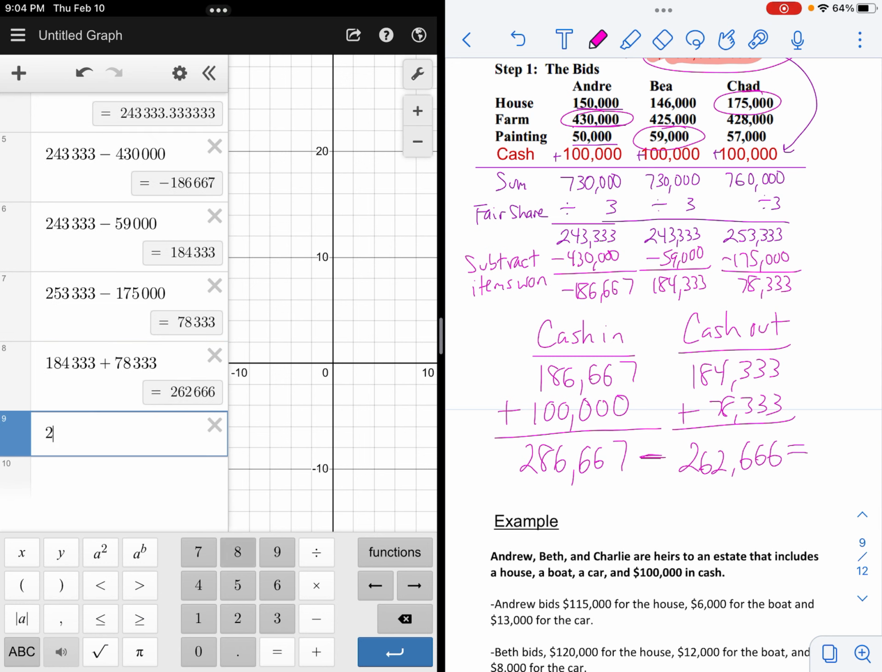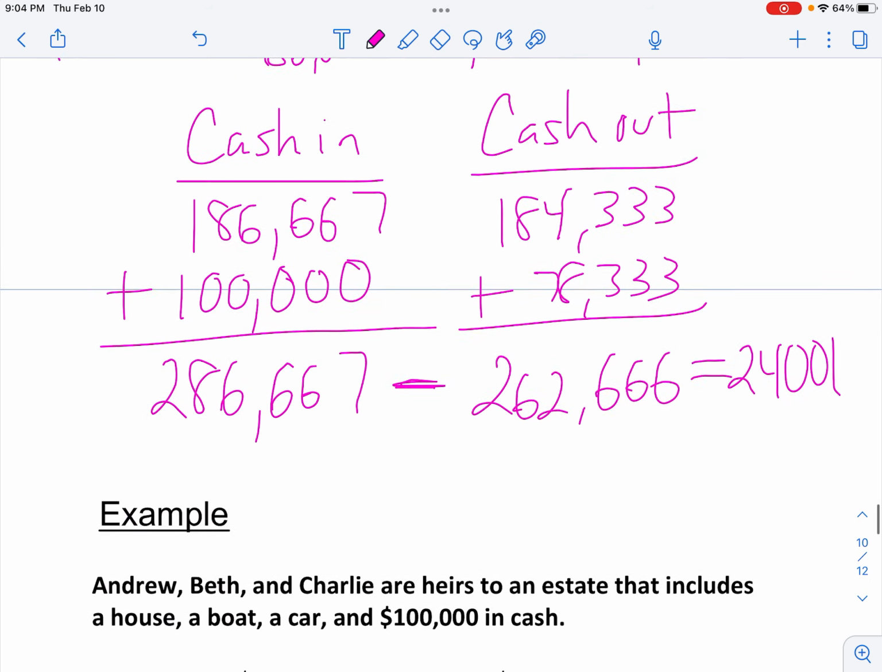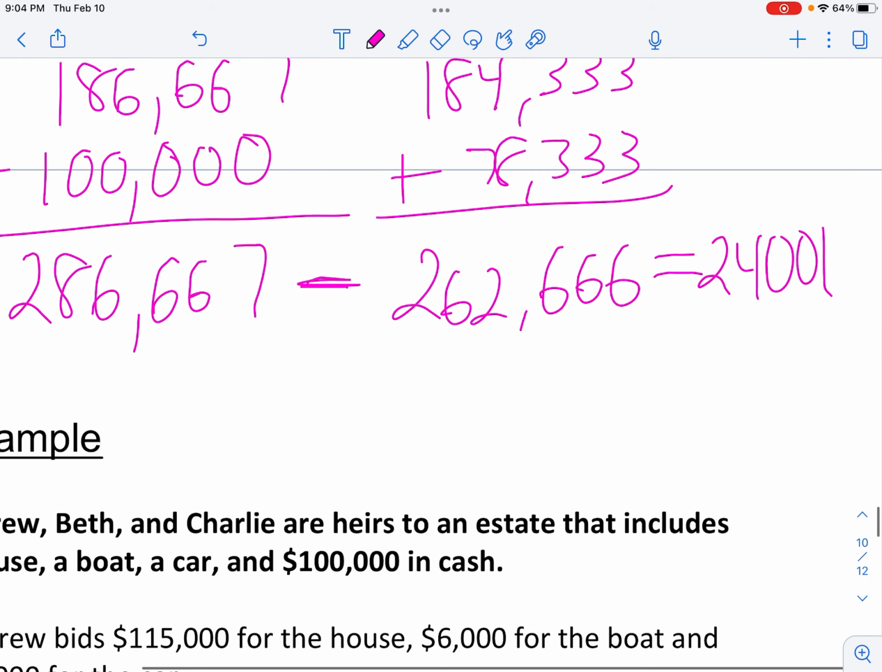All right. So 286,667 minus 262,666. It's $24,001. All right, and that $1 came out like that because we rounded. That's called the surplus. Because we rounded, we left off the change. That's why it's like $1 off. So the surplus then gets divvied up by however many people are in the estate.